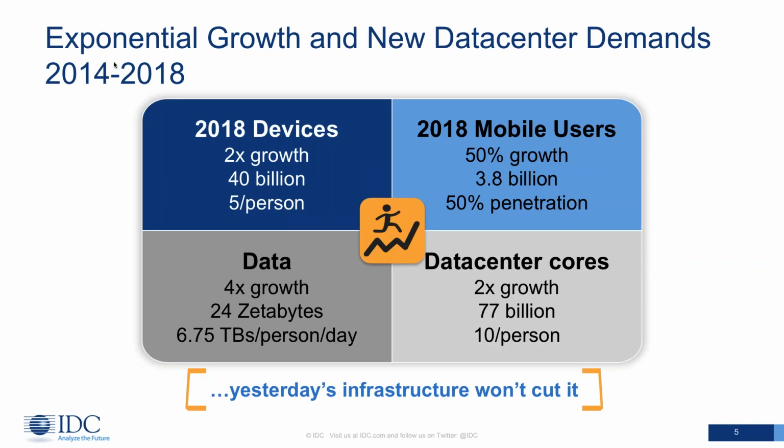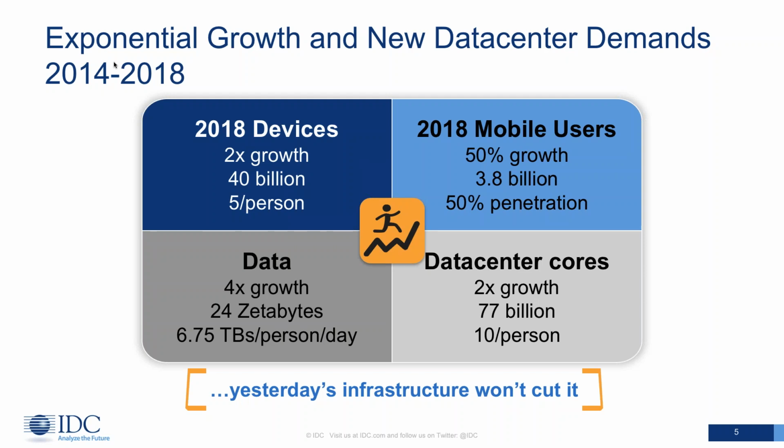Let's take a look at some of the numbers. Again, it's an IDC presentation, so we've got lots of data to throw at you here. We're seeing an exponential growth in what's happening in terms of data center demand. You can see the quantification here. We can see that mobile devices are proliferating to the point where we'll see 40 billion of them in 2018, about 5 devices per person. We have about 3.5 billion users of mobile devices in 2018, and as a result, there'll be a vast mountain of data that will be produced, and that will result in corresponding growth of data center cores.